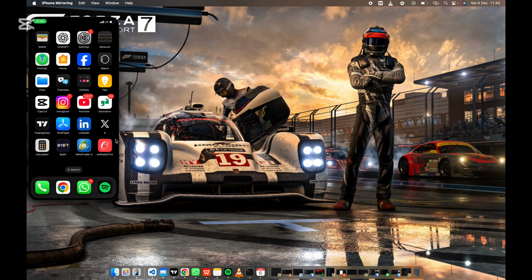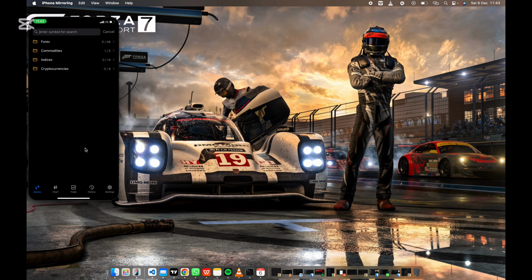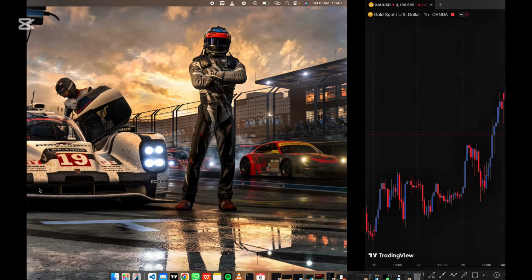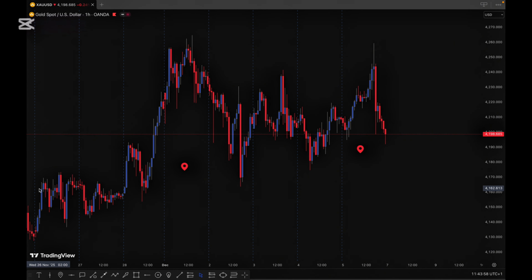So MT5 and MT4. I'm currently using MT5, so I'll be referencing MT5. You can also make use of MT4. They both share a similar interface, just that MT5 is the more advanced application compared to MT4. And what we basically use MT5 for is just to place our trades. So here is where we do the buying and the selling after we've done our analysis on TradingView, which is this platform you're currently seeing.